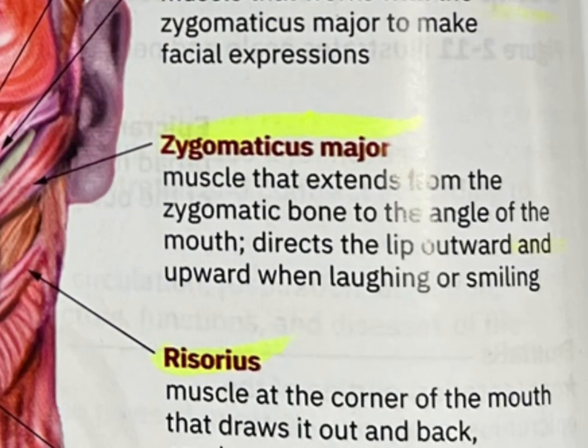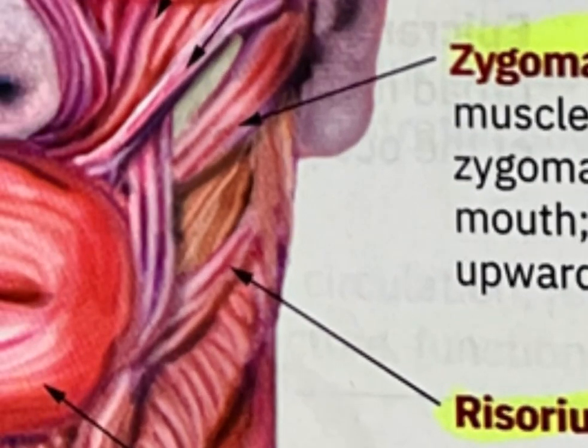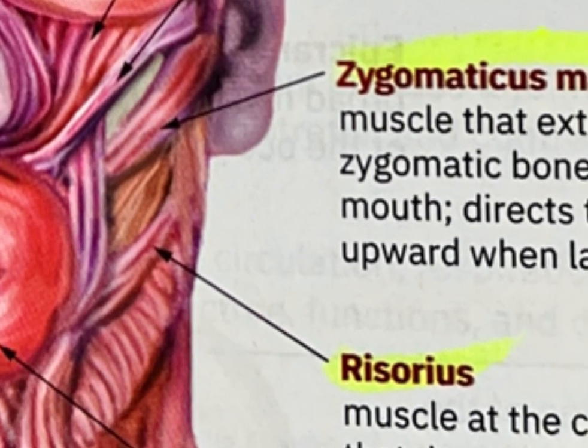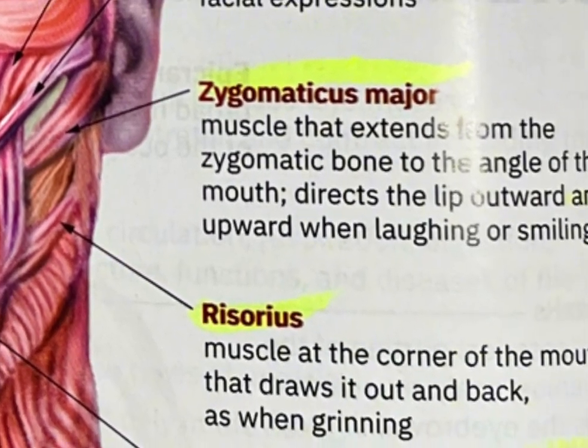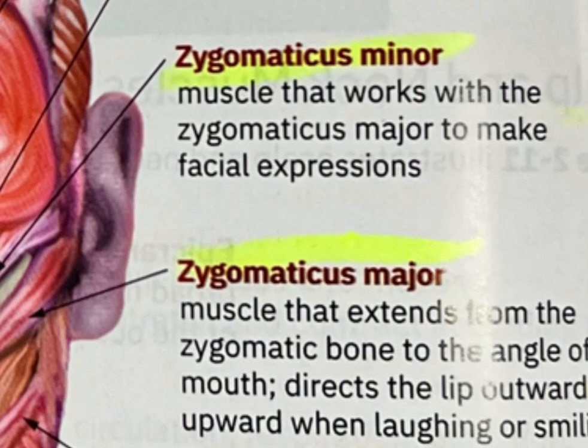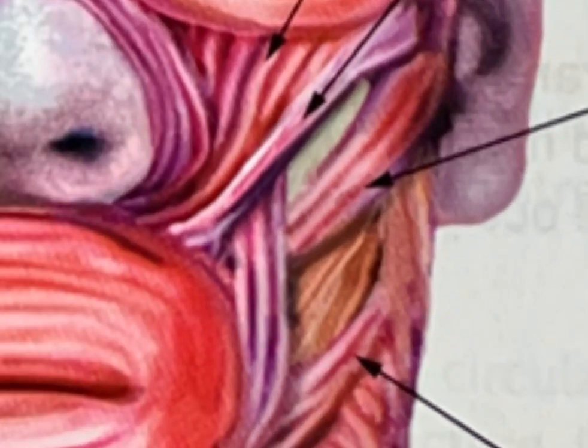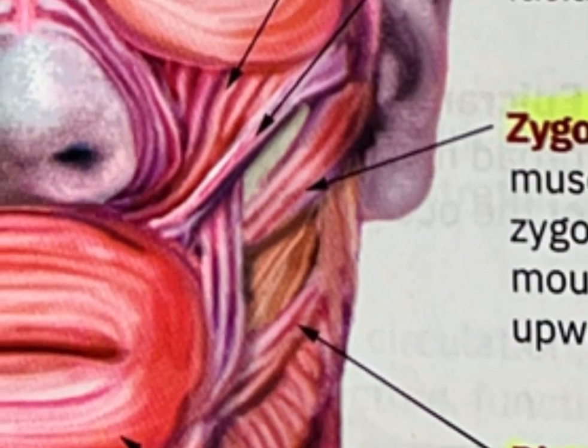Zygomaticus major, muscle that extends from the zygomatic bone to the angle of the mouth, directs the lip outward and upward when laughing or smiling. Zygomaticus minor, muscle that works with the zygomaticus major to make facial expressions.